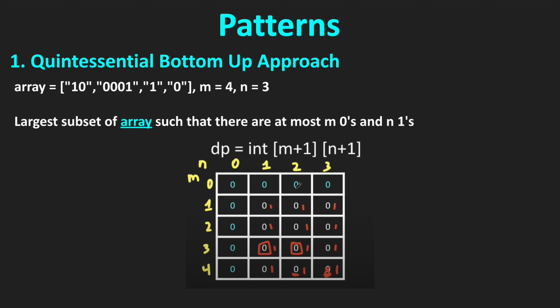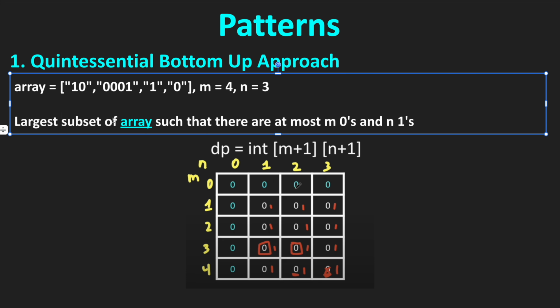In the next example, right? We are given an input, but it's not exactly a two-dimensional array; we can easily create a two-dimensional array in order to store our subproblems given the input. So for example, in this case, we are given an array of binary number strings, right? So 1 0 0 0 1 and so on, and then we need to find the largest subset of the array such that there are at most m zeros and n ones, right?